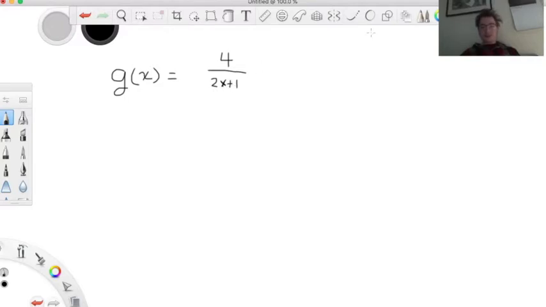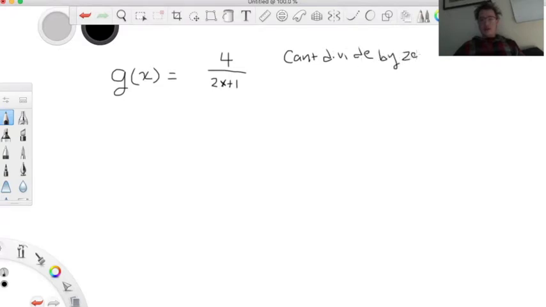Well, the important thing to remember with rational functions is that we can't divide by 0. So we can't divide by 0 because then this function will be what's called undefined. But basically, number one rule of rational functions, you can't divide by 0. Okay, so how do we use that to help us solve this problem?